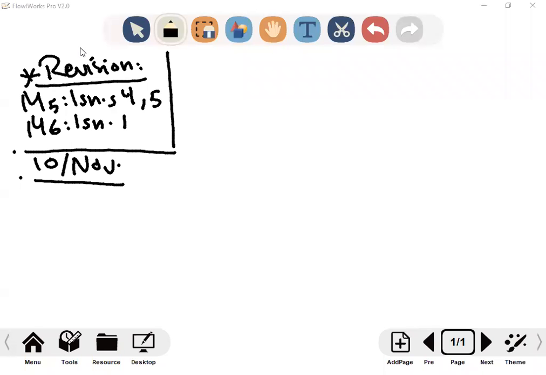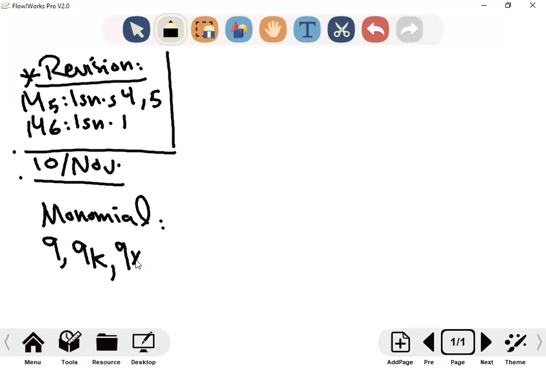Again, what? Monomial. When I say monomial, it is a number, or a number multiplied by a variable like 9k, or a number multiplied by more than one variable like 9yf. One term, we call it what?